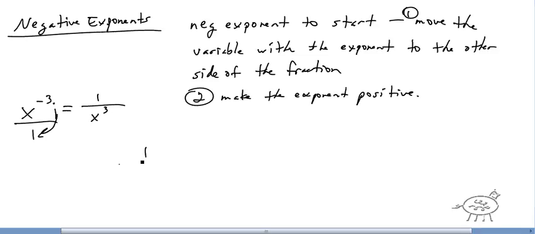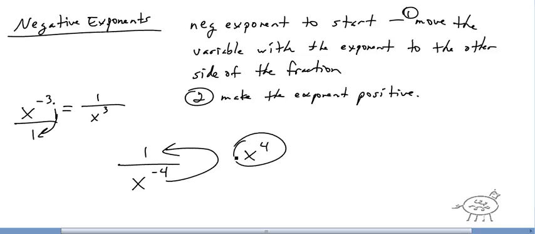Same thing if I have 1 over x to the negative 4. I move that to the top of the fraction, so it becomes x to the positive 4 over 1, or just x to the 4th. Okay, so if you have a negative exponent, you need to make it positive.